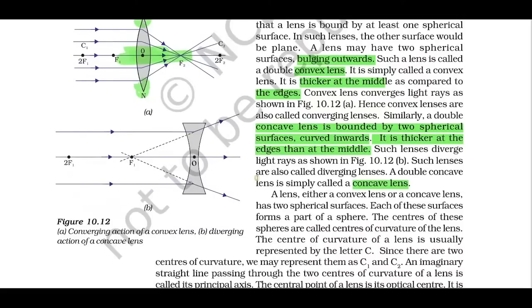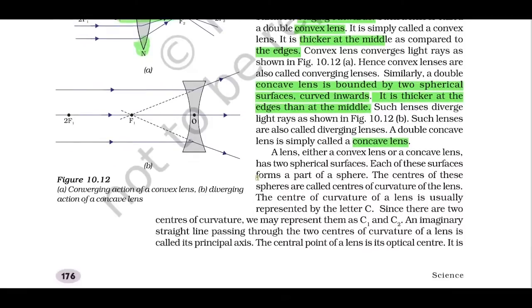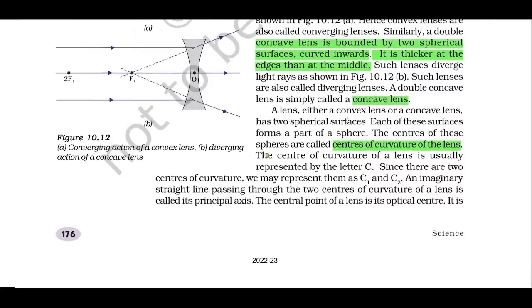So you have a few terms which are related to what? Convex lens and concave lens. You can expect it for 1 mark. The centers of these spheres are called as what? Centers of curvature of the lens. The center of curvature of the lens is usually represented by what? C.